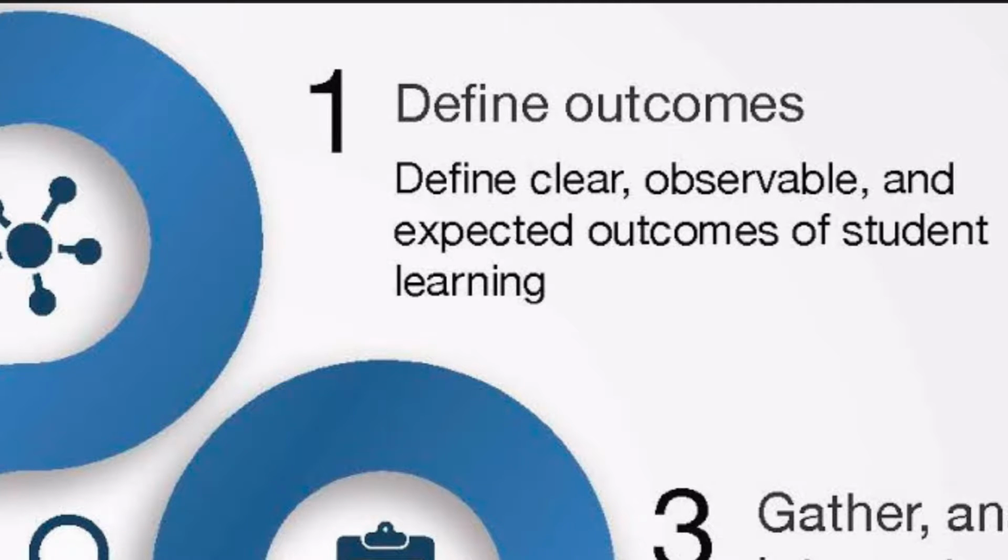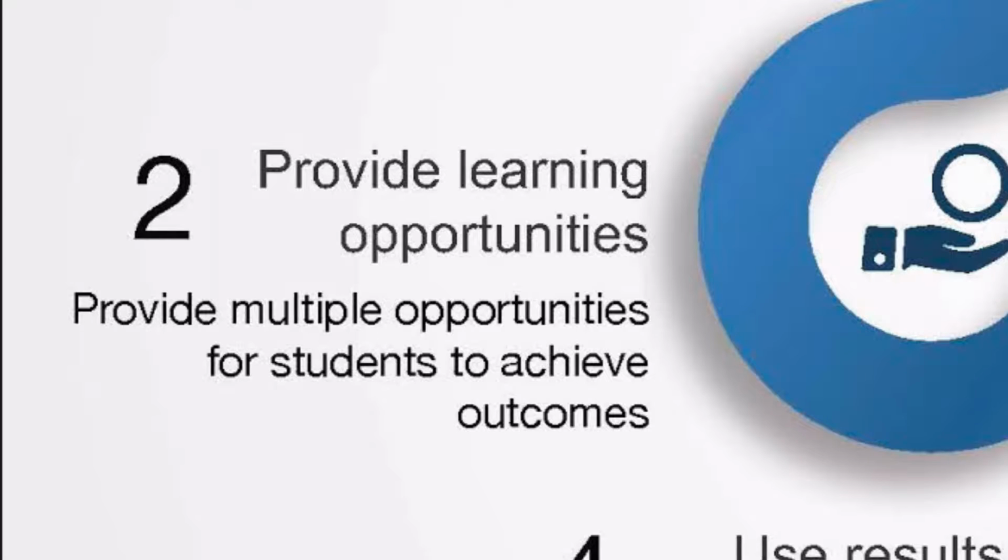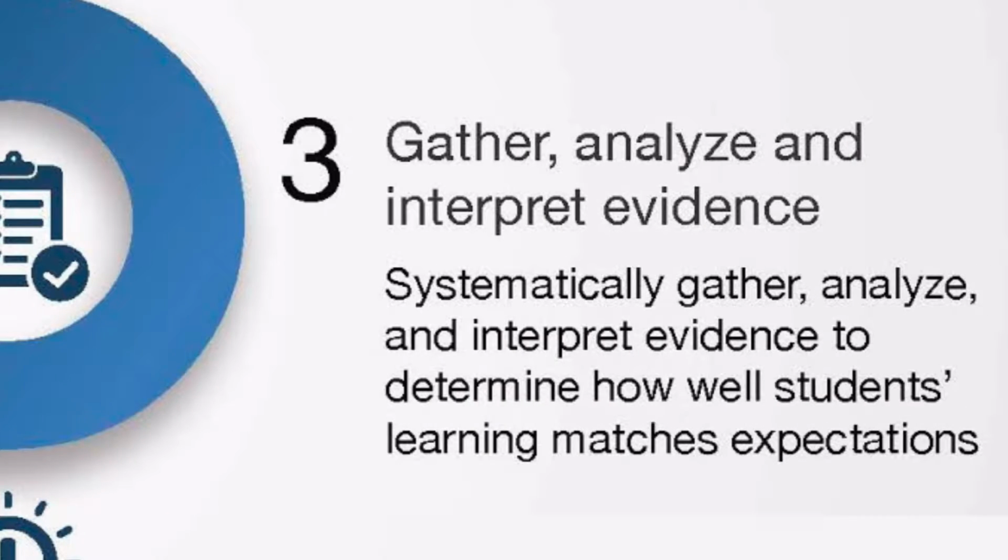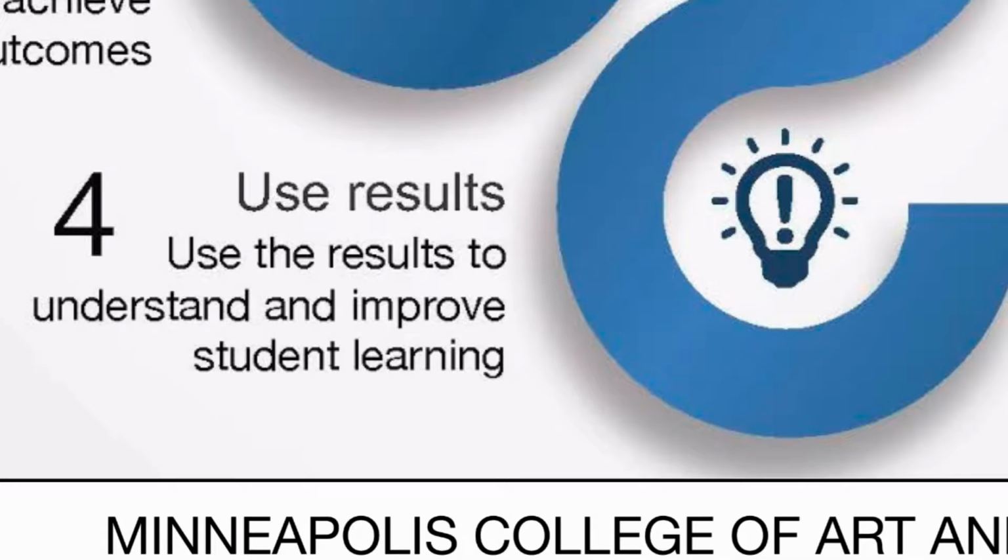The second is, of course, the thing you do best, which is provide learning opportunities. So you provide multiple opportunities for students to achieve that outcome as part of your course. The third step is gathering, analyzing, and interpreting evidence. So you're going to analyze and interpret evidence to determine how well student learning in your course matches what you've expected. And the majority of the focus of today's discussion is going to focus on numbers 3 and 4. And 4 is using the results to understand your students' learning and improve your student learning in your course.